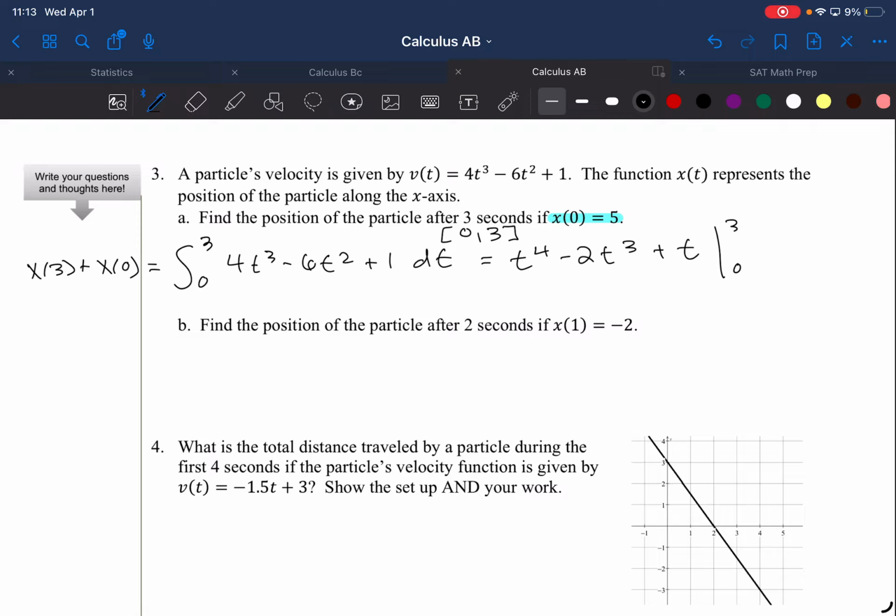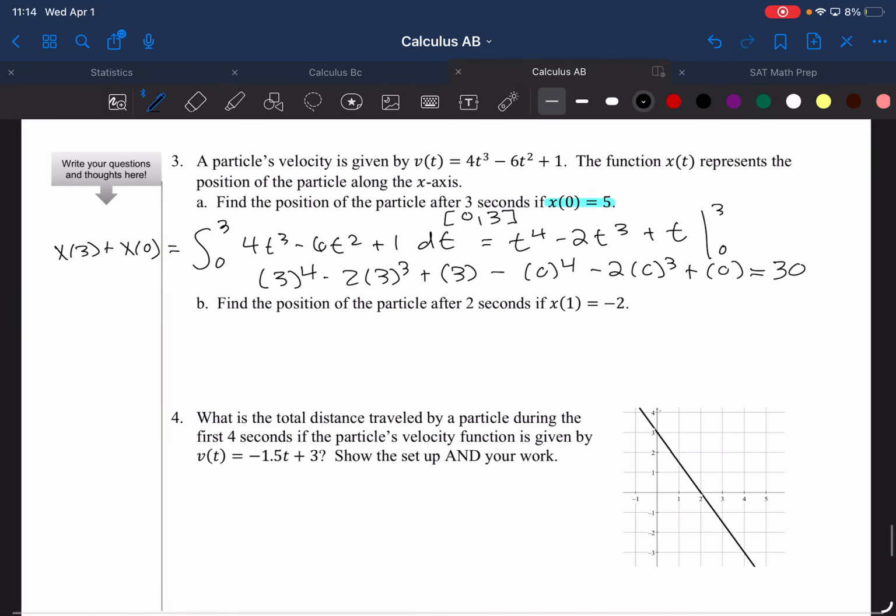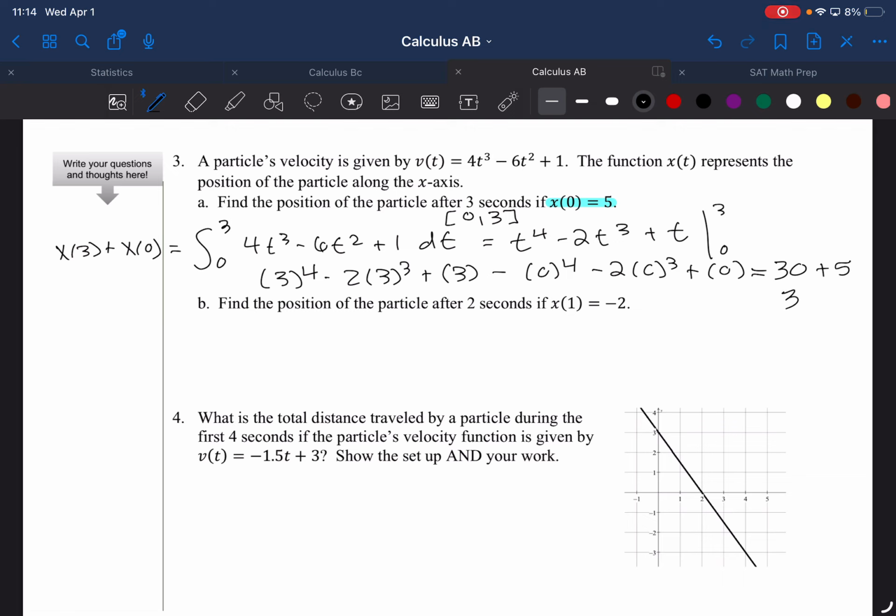Okay, so what we're doing right now is just finding x of 3. Okay, we would plug 3 in, solve for that, and then subtract and plug in 0. So this would be 3 to the 4th minus 2 times 3 cubed plus 3, minus 0 to the 4th minus 2 times 0 cubed plus 0. This whole thing gives us 30. Okay, which means after 3 seconds, he's at a distance of 30. But since our initial distance started at 5, we're going to take 30, add 5, and we get our answer of 35.